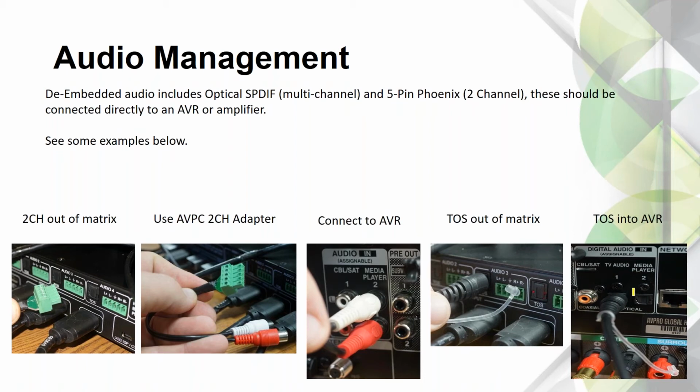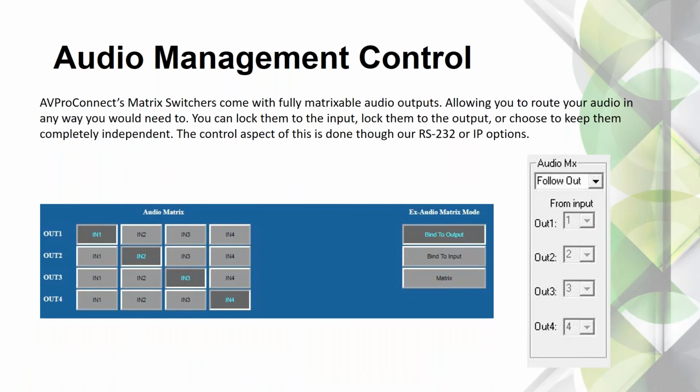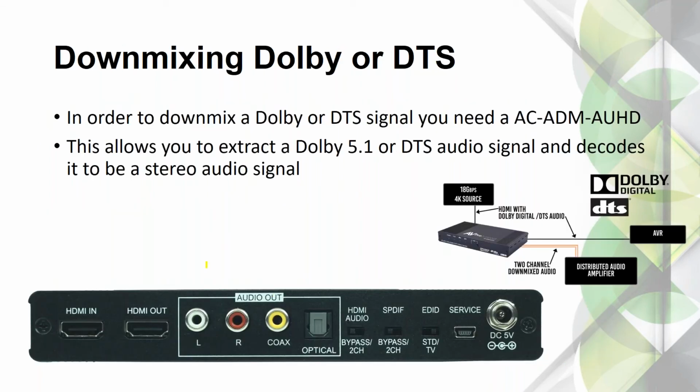And then just another slide showing that this is very, very important. You can bind to output, bind to input, or matrix the audio. Then another look at the downmixer. If you do need to downmix Dolby DTS signals, you need to use a device like this in the zones where you need it. And it's just inline, real simple connectivity, but it does solve a lot of problems, not even just with matrix switches, with other applications that I'm sure you can think of.